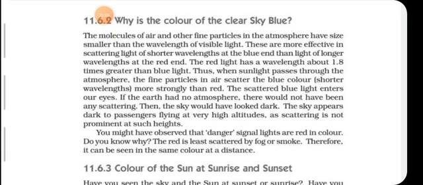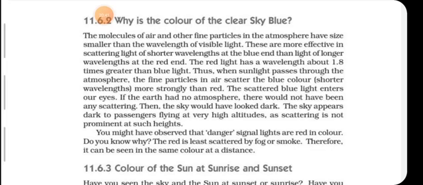The molecules of air and other fine particles in the atmosphere have size smaller than the wavelength of the visible light. These are more effective in scattering light of shorter wavelengths at the blue end than light of longer wavelengths at the red end. Please note that the wavelength of blue light is shorter, whereas the wavelength of red light is longer.